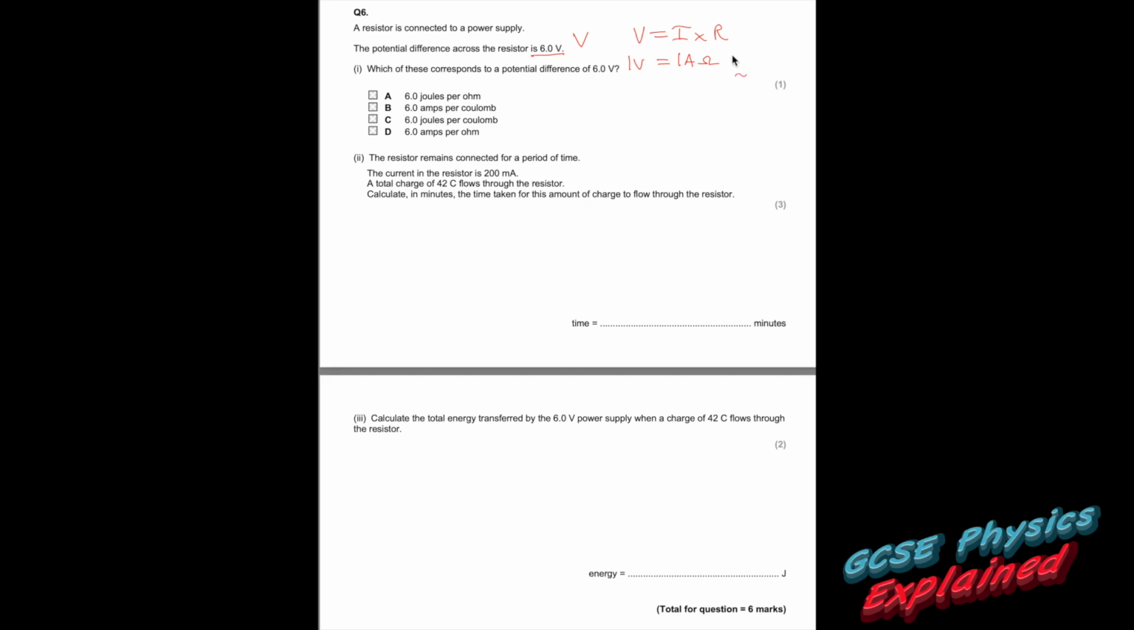So, do we know another equation for voltage? Yep, energy equals charge times by voltage. So let's rearrange that to get voltage. So therefore, voltage equals energy over charge.